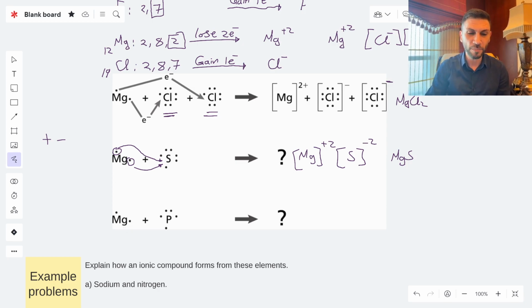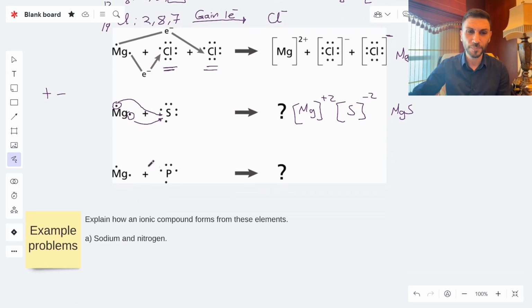Let's check for the Mg and P, phosphorus. So also Mg needs to get rid of these 2 electrons, and the P, because it has 1, 2, 3, 4, 5 valence electrons, needs to gain 3 electrons. But we only have 2 electrons from the Mg. So how can we do it? Mg will lose 2 electrons, so it will become positive 2. And P will gain 3 electrons, so it will become negative 3.